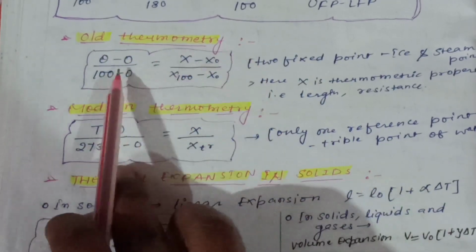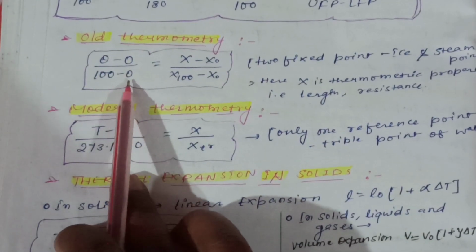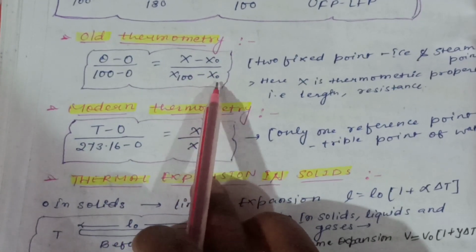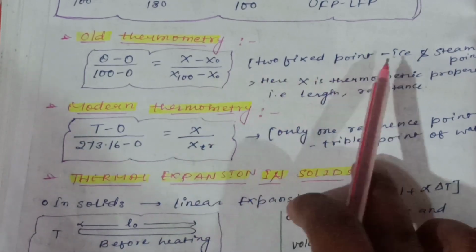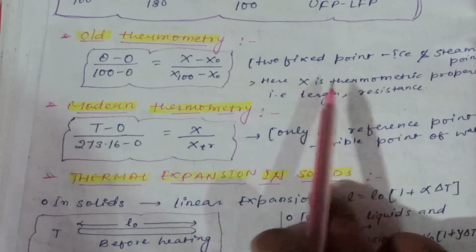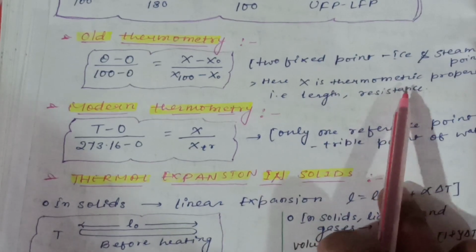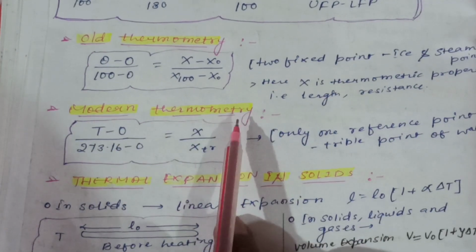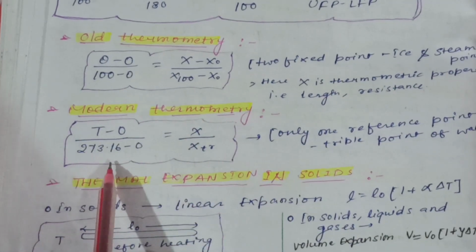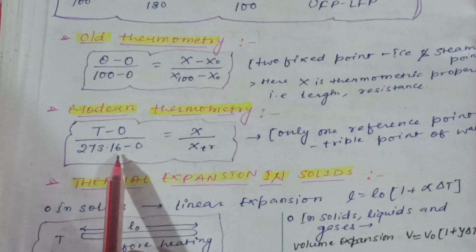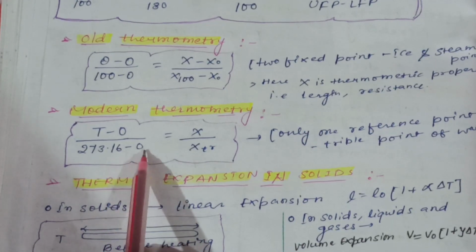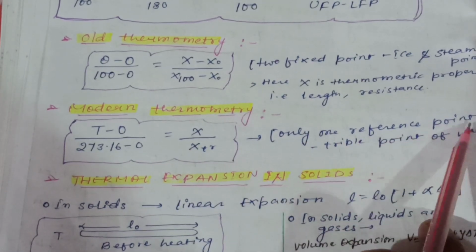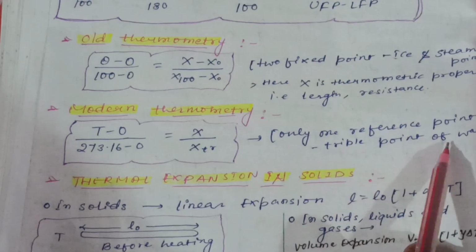Old thermometry: (theta minus 0) upon (100 minus 0) is equal to (X minus X naught) upon (X100 minus X naught). Two fixed points: ice point and steam point. Here X is the thermometric property, that is length, resistance. Modern thermometry: (T minus 0) upon (273.16 minus 0) is equal to X upon X_TR. Only one reference point, the triple point of water.